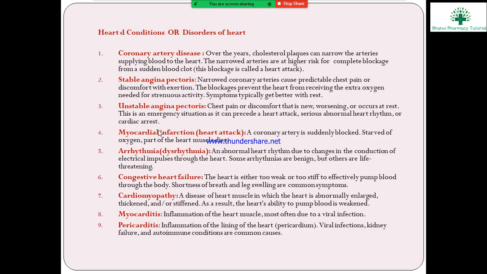Next, arrhythmia. What is arrhythmia? Arrhythmia is an abnormal heart rhythm due to changes in the conduction of the electrical impulses through the heart. A normal heartbeat is lub dub, lub dub. In arrhythmia it is lub lub dub dub dub dub. The difference is the more rapid beating. At that time, what happens?